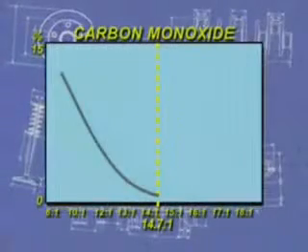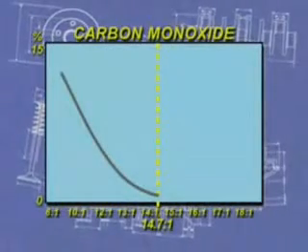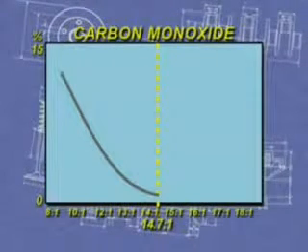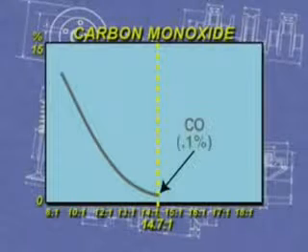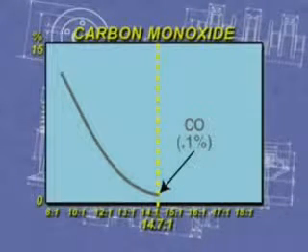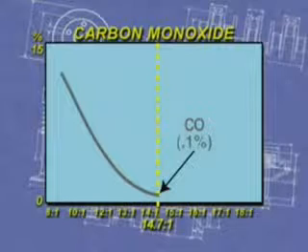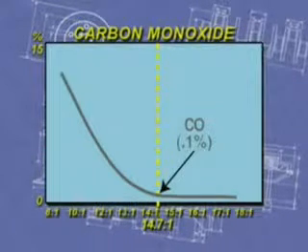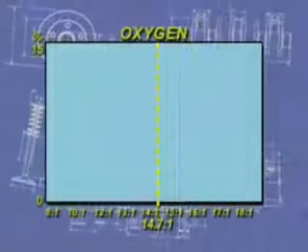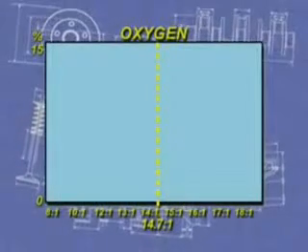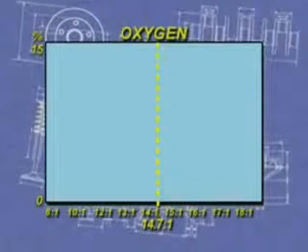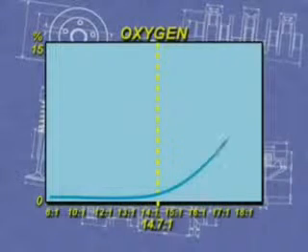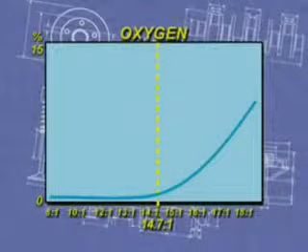As you can see, carbon monoxide is an excellent indicator of a rich mixture on the rich side of the stoichiometric point. At 14.7 to 1, CO is approximately 1/10 of 1%, and then drops off to near zero as the mixture becomes leaner. This is why the best indicator of a lean mixture is O2. Notice how oxygen remains close to zero until the mixture becomes leaner than 14.7 to 1.